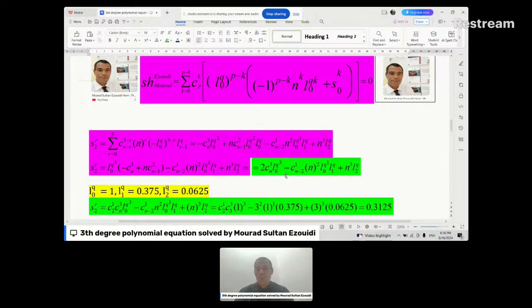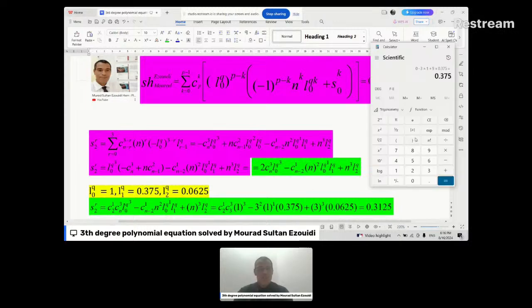Now learners, we continue. We have L0 is 1, L1 is 375 divided by 1000, and L2 is 625 divided by 10,000. I'm going to just substitute in the discriminant formula when k equals 3. So I will obtain 2 times 1 minus 9 times 0.375 plus 27 times 0.0625. This one has to be equal.